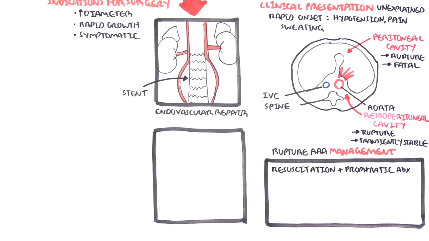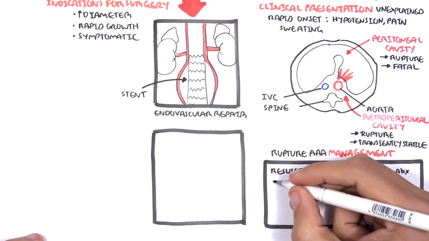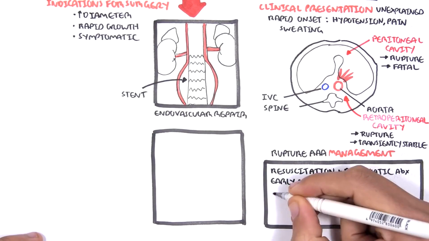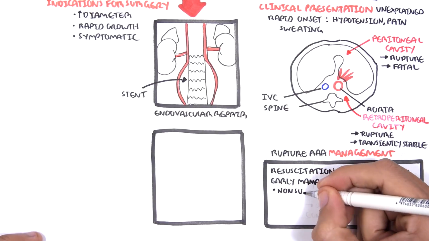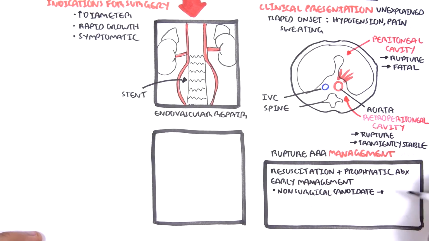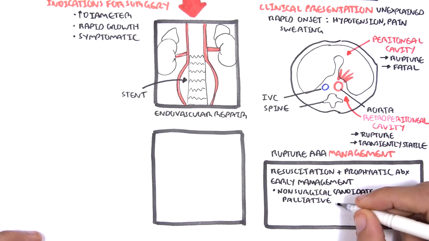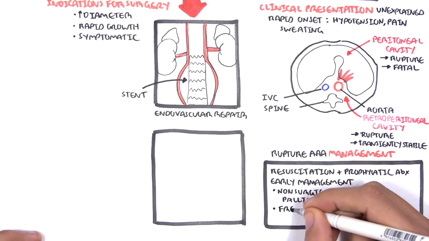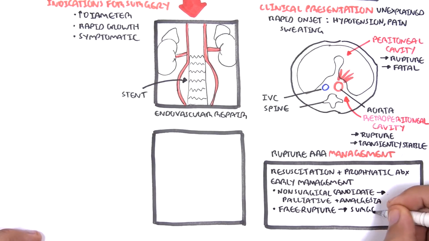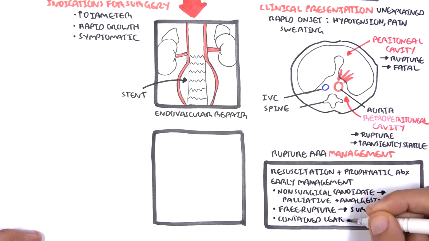Prophylactic antibiotics prior to surgery are also important. So the early management for non-surgical candidates is really palliative care and analgesia. For a free rupture, it's surgery. And also for a contained leak, it's also surgery.